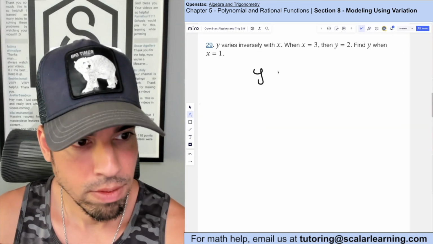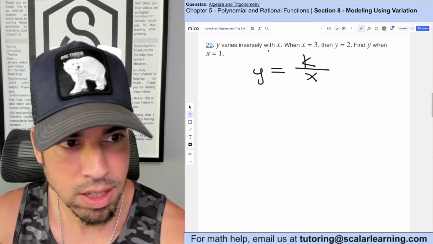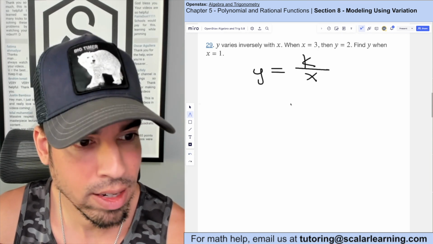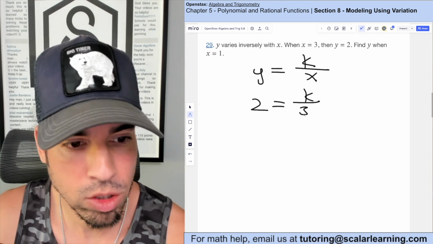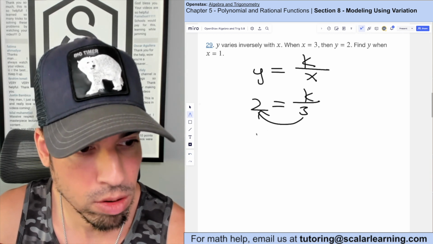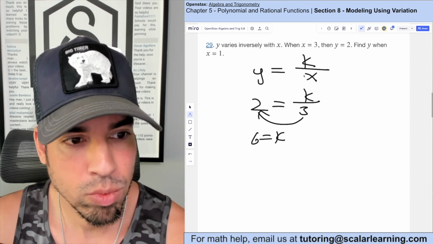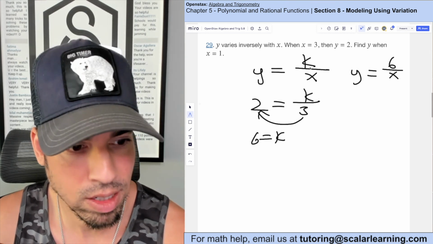This one says y varies inversely with x, meaning it's k over x. That inversely means that x goes on the denominator. Then it says when x equals 3, y equals 2. That means we can solve for k. So let's multiply both sides by 3, and we get 6 equals k. And now we can rewrite this original equation. y equals 6 over x, replacing k with 6.